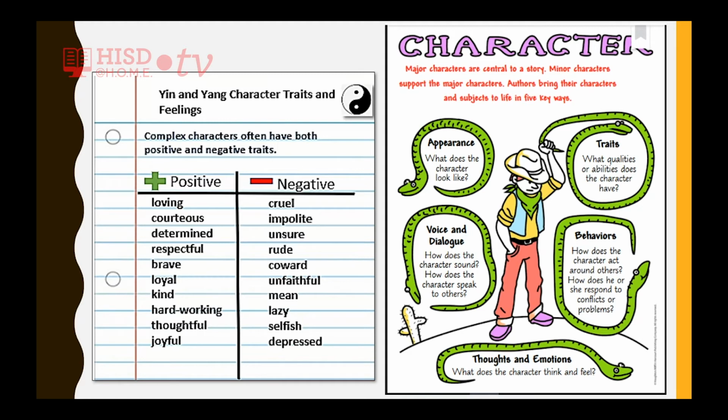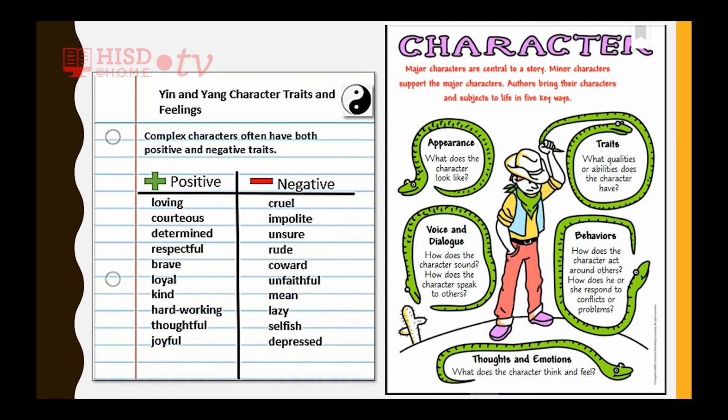They talk about what the character looks like, traits, what qualities or abilities does the character have, their voice and dialogue. How does the character sound? How does the character speak to others? Their behaviors. How does the character act? How does he or she respond to conflicts or problems? And then their thoughts and emotion. What does the character think or feel?